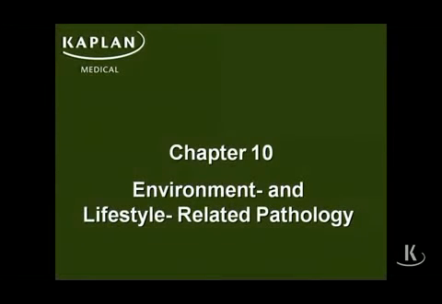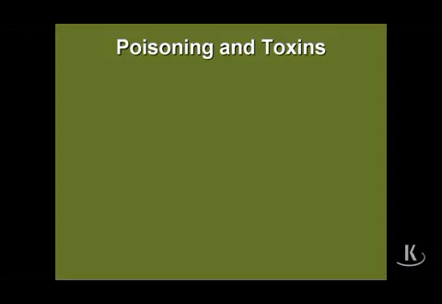The next chapter is Chapter 10, Environmental and Lifestyle-Related Pathology. This means it's preventable pathology is the underlying message. So the first category we're going to talk about is poisoning and toxins.